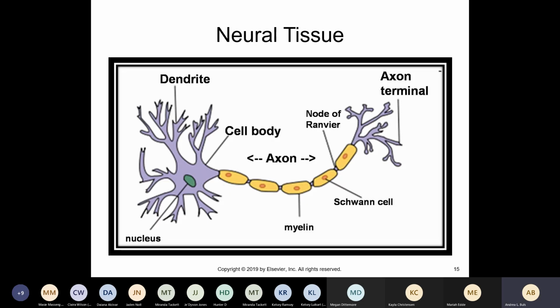Here's an image of that. So you can see the axon terminal on one end, and then the long axon with the myelin sheath with those little nodes of Ranvier where they can jump. I think of it almost like jumping rocks from one node to the next. And then the dendrites where messages are received on the other end.